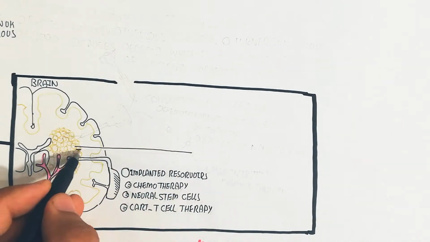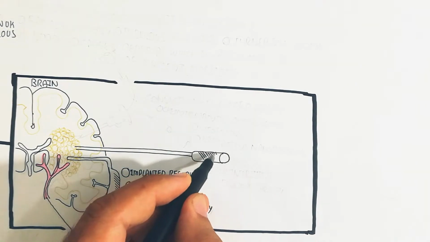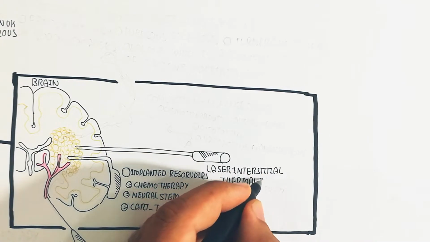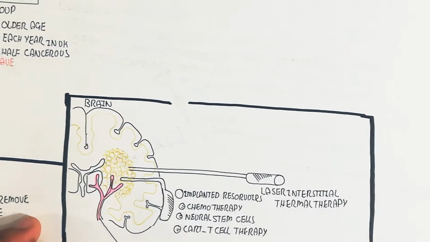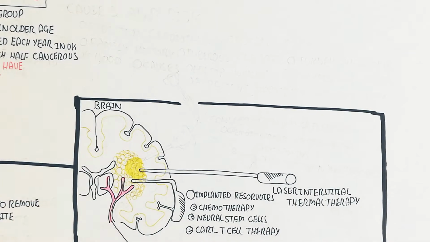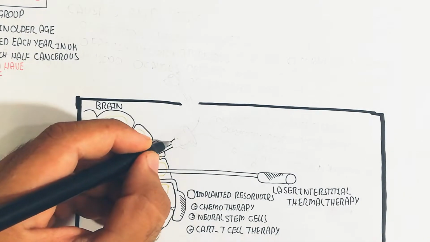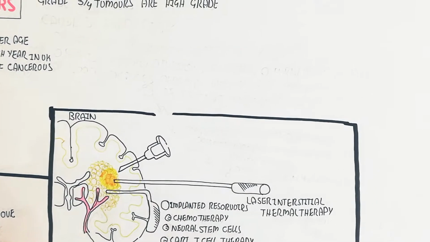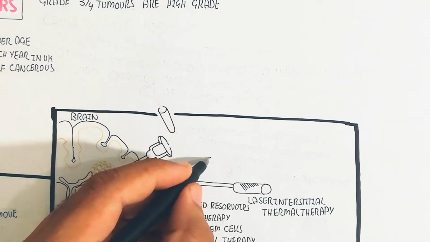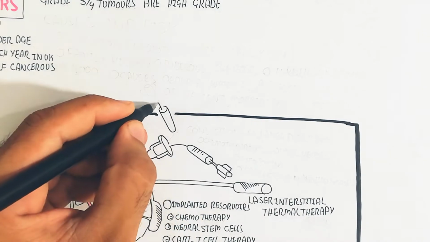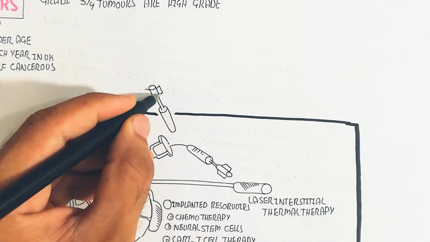On the other hand, laser interstitial thermal therapy basically increases the heat to remove the tumor cells and the cancerous cells. There are also convection enhanced deliveries, which introduce chemotherapeutics, viral vectors, cytotoxins and radioactive nanoliposomes, and this is the mechanism for the removal of the brain tumor.